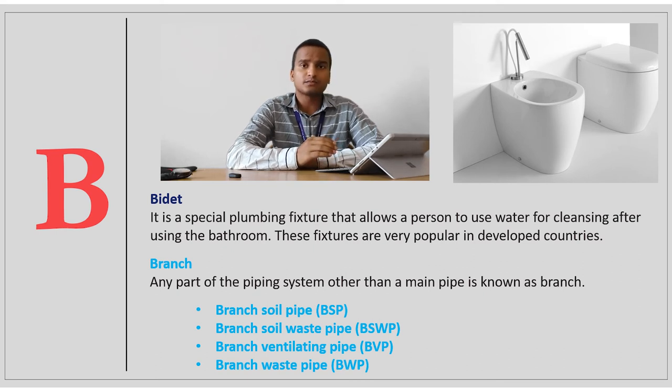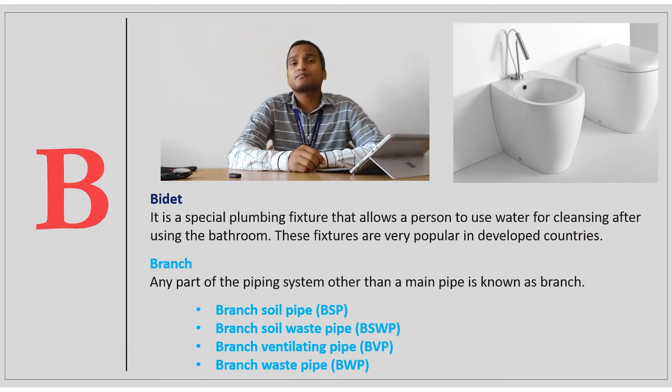Before discussing these four kinds of pipe, let me tell you there are two terms, soil water and wastewater. Soil water is actually the wastewater coming from the toilets, urinals or bidet. But the wastewater is the normal wastewater of the domestic purposes, especially from the bathing, washing or the kitchen, etc. So branch soil pipe is the branch pipe which carries soil water to the main pipe. Then comes branch soil waste pipe. This is the branch pipe which carries soil water as well as wastewater to the main pipe.